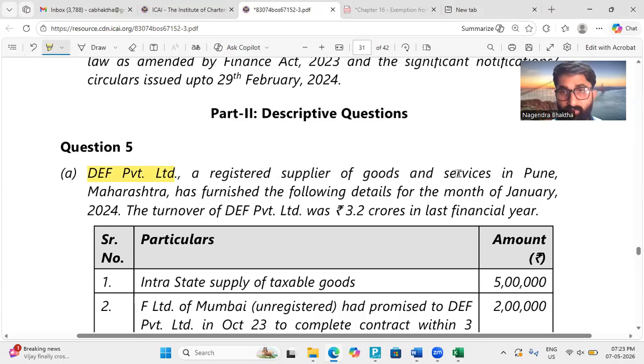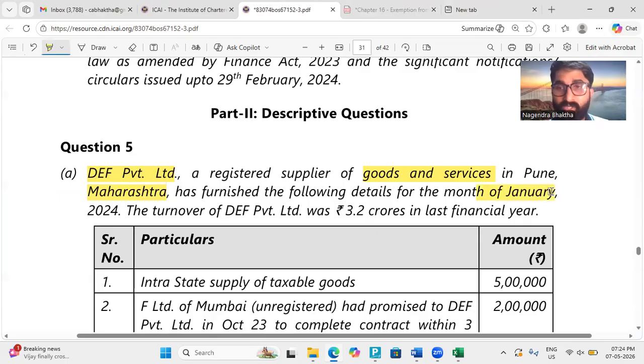A registered supplier of goods and services in Pune, Maharashtra. So remember that it is Maharashtra. That means if he has supplied any goods to other states, then it is IGST which is applicable. IGST has furnished the following details for the month of January 2024. The turnover of DEF Private Limited was 3.2 crore in the last financial year.